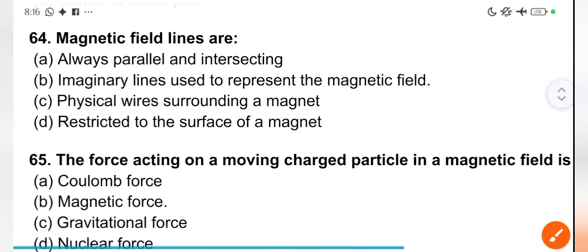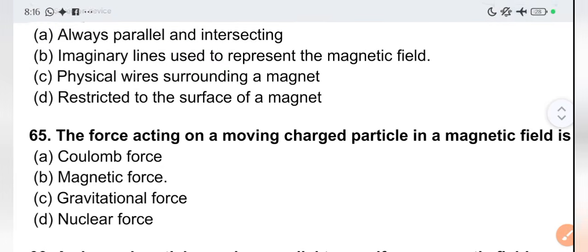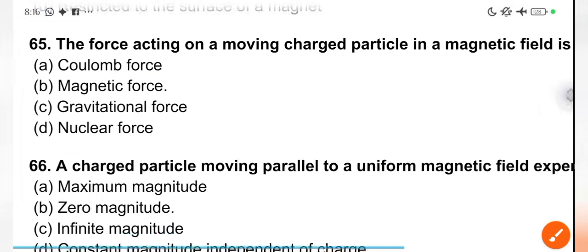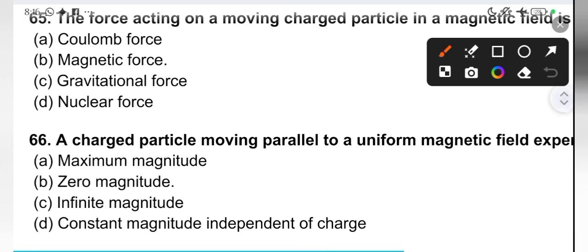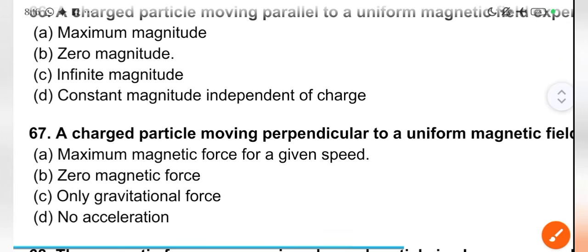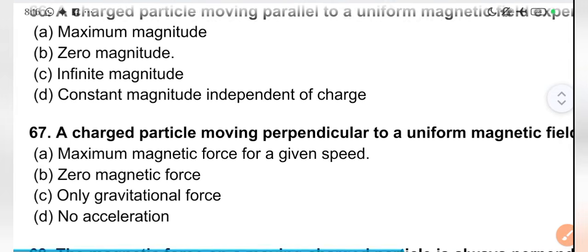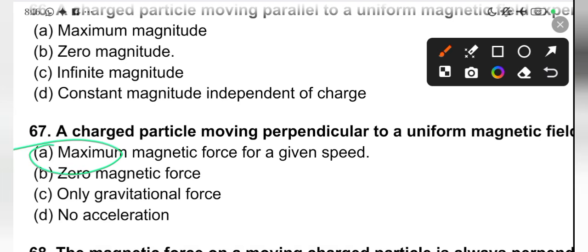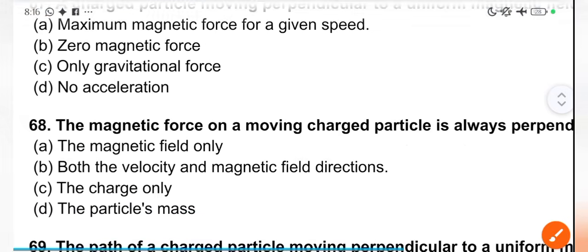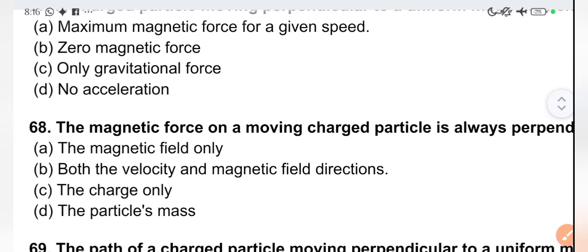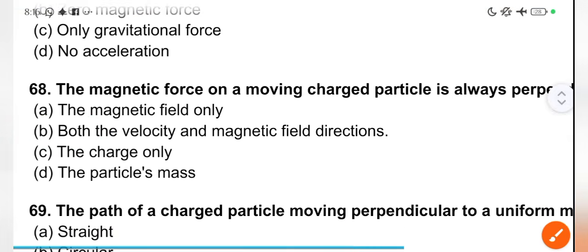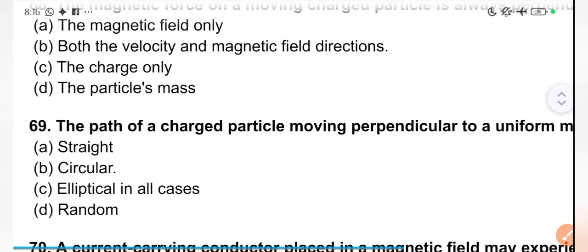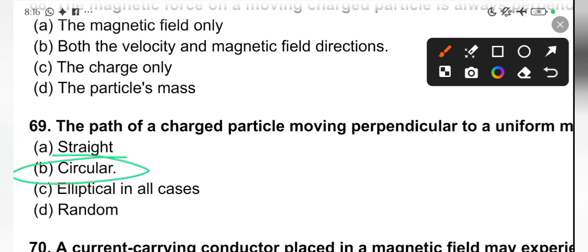The force acting on a moving charged particle in a magnetic field is your magnetic force. A charged particle moving parallel to a uniform magnetic field experiences a magnetic force of 0 magnitude. A charged particle moving perpendicular to a uniform magnetic field experiences a maximum magnetic force for a given speed. The magnetic force on a moving charged particle is always perpendicular to both the velocity and magnetic field direction. The path of a charged particle moving perpendicular to a uniform magnetic field is circular. Of course, it's always circular.